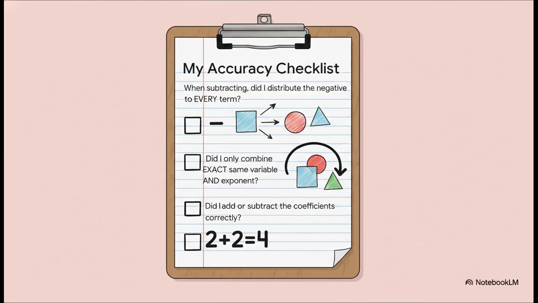Number 1, if I was subtracting, did I remember to distribute that negative to every term? Number 2, did I only combine terms that were truly alike, same variable, same exponent? And finally, number 3, did I do the basic adding and subtracting right at the end? Using this little checklist will help you build so much accuracy and confidence.